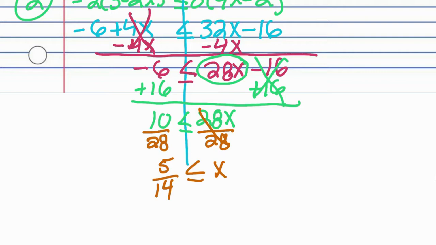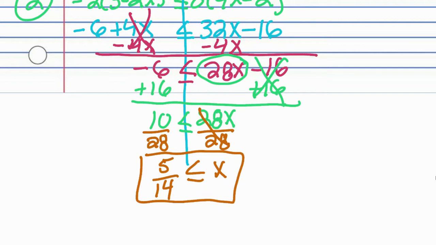So type 10 divided by 28 in your calculator. Hit enter. You'll get a decimal. Convert that back to a fraction. Hit math, enter. And then it'll give you the simplified fraction. That's the easiest way to do it. So this is our answer right here. X is greater than or equal to 5/14.